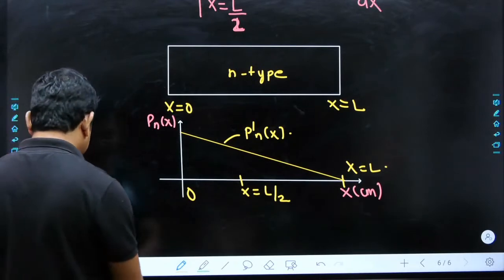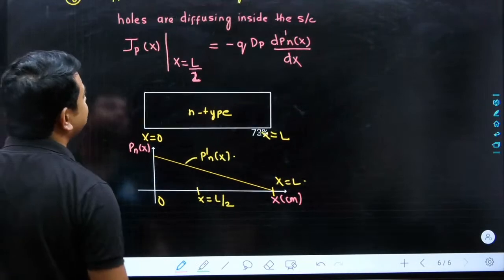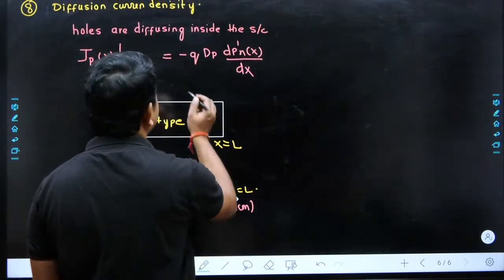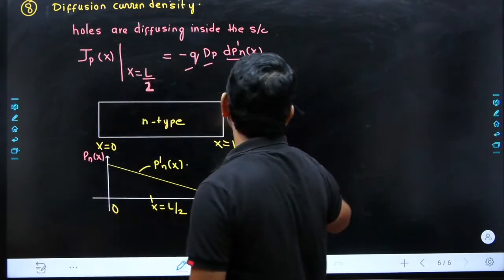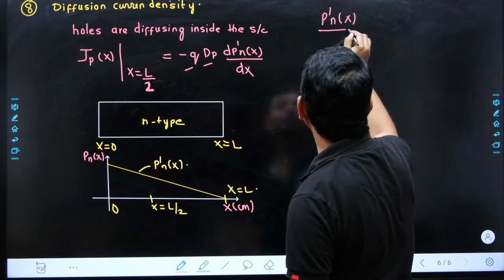Okay, now what will I have to write here? So we have to find out this formula. In this formula, what is given? Nothing is given, only q and dp is given. So we just have to think about how to find out dp'n(x)/dx.